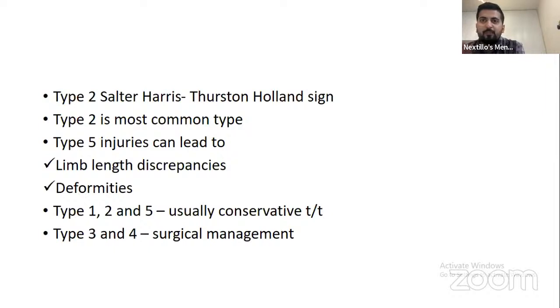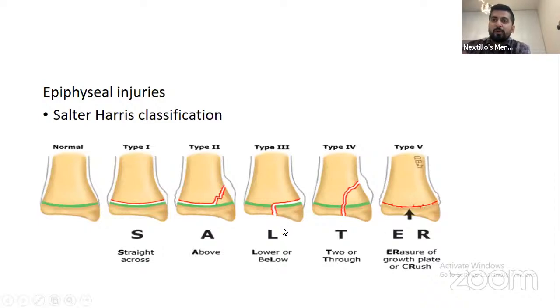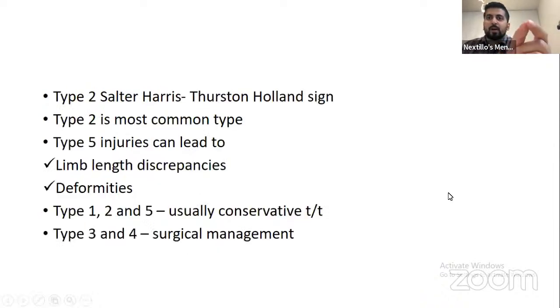Now, type 3, 4, and 5 injuries, if you can go back and see here, all of these injuries are going through the growth plate. So all of these can cause alteration of the growth plates in these fractures. Type 5 injuries are the most commonly implicated injuries, and these are the ones which cause the most deformities and limb discrepancies. Now, imagine if the growth plate is crushed through and through, then obviously there will be altered growth of that involved part, and hence the bone will not elongate as much as the normal side, and hence there will be a limb discrepancy or shortening.